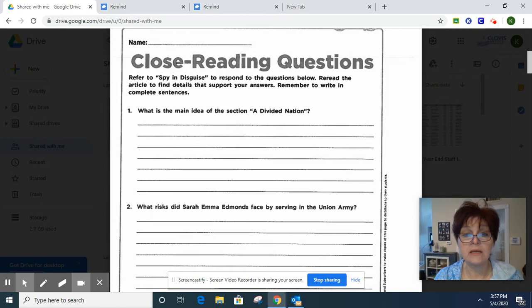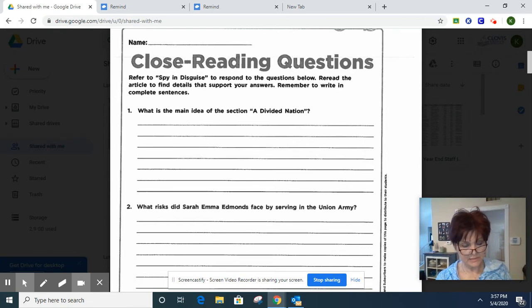So what is the main idea of the section, A Divided Nation? So that is just this section. That's why I pointed those out as I read. So what's the main idea of just this section? If you go back and reread, skim and scan that, you're going to see that the main idea of that section is that the Civil War was a war that was fought between the northern and the southern states, and it was a war that was fought over slavery.